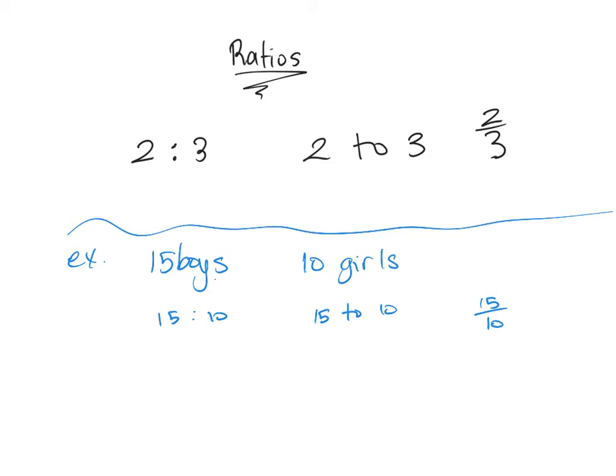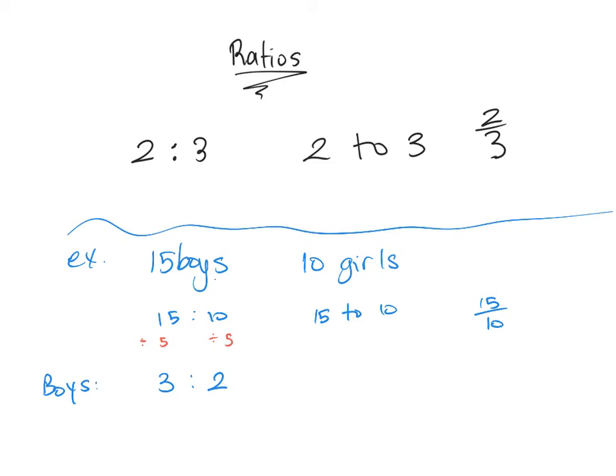And you simplify a ratio in exactly the same way that you simplify a fraction. You look for the greatest common factor, or any common factor, as a matter of fact. But the greatest one will give you less work. So we look for the greatest common factor of 15 and 10. And that should be 5. And we go ahead and we divide both numbers by 5. When you divide 15 by 5, you get 3. And when you divide 10 by 5, you get 2.